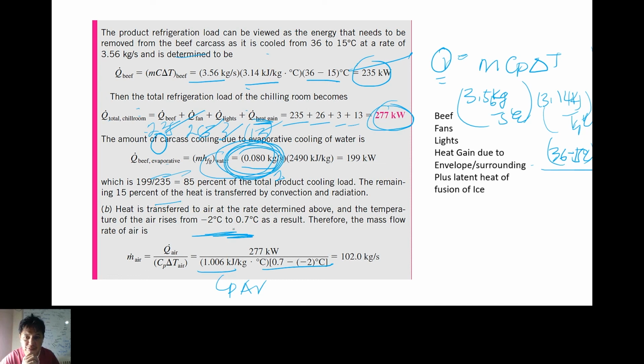Temperature of the air rises from negative 2 papuntang 0.7. Siyempre, mas malamig yan. Mas mainit yung 0.7, kaya delta T ay 0.7 minus yung lower, negative 2. So, magiging plus, magiging 2.7. Magkakaroon ka ng mass of air na 102 kg per second.